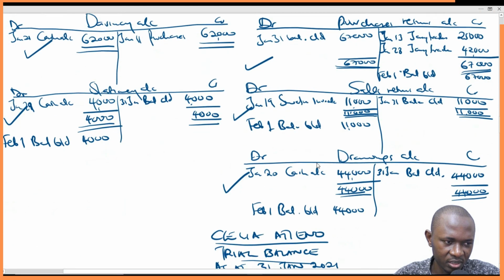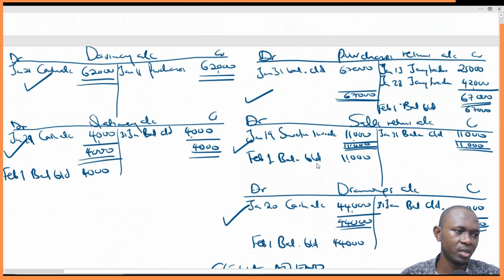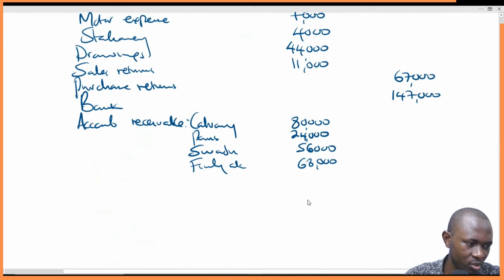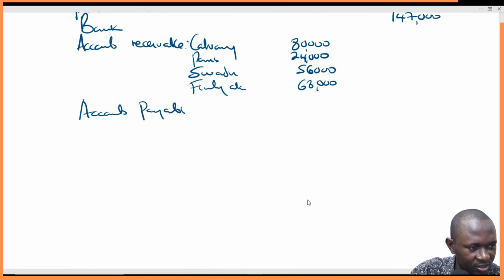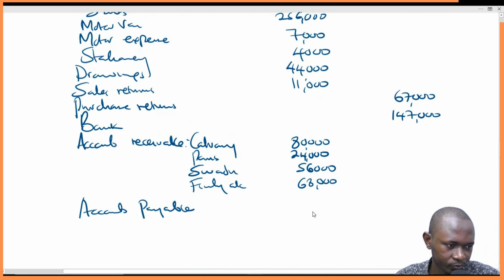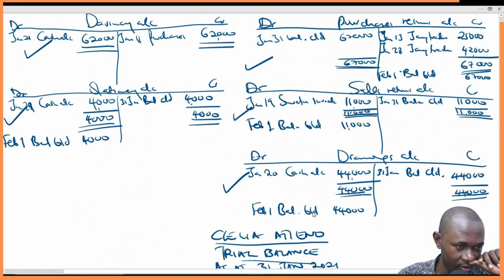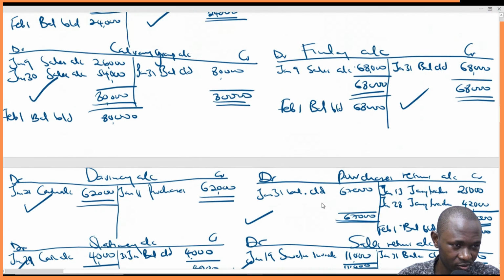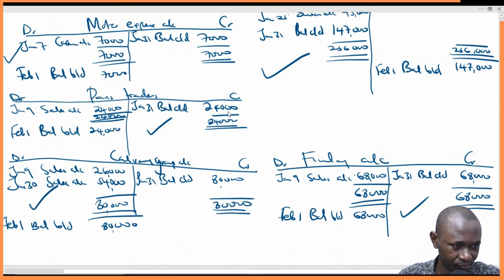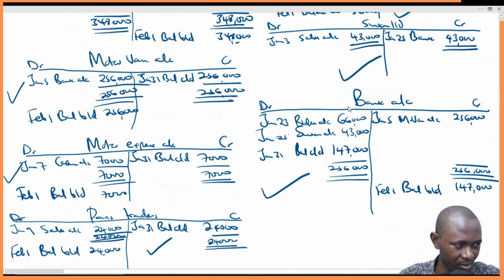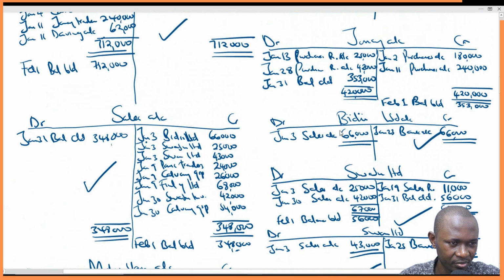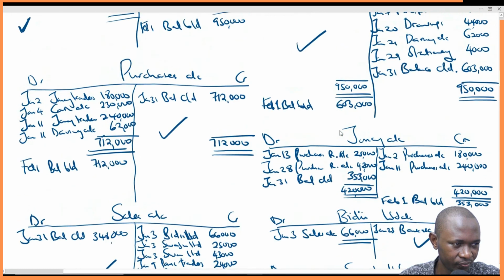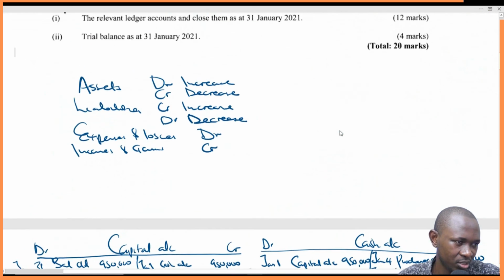Then we have purchase returns. I think all those we are done with that. So then we go to accounts payable. Accounts payable are the creditors. Accounts payable, and this is our last transaction here. Now, account payable, I'm trying to look for the ones that we have not marked. All those we have marked so far. I think it's only John C.